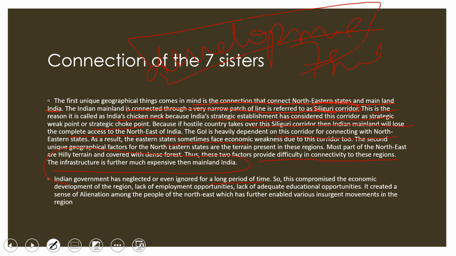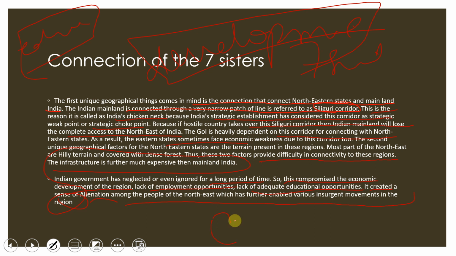Okay, so this compromised the economic development of the region, with a lack of employment opportunities and a lack of adequate education opportunities. If you are not taking care of those areas, education, then job facilities will not emerge. If development means the coming of jobs, and you are not developing the region, it means what? Jobs will not arise there. Okay, so this created a sense of alienation, aloneness, loneliness among the people of the Northeast, which has further enabled various insurgent movements in the regions. This alienation mindset was created by the lack of development in the regions.